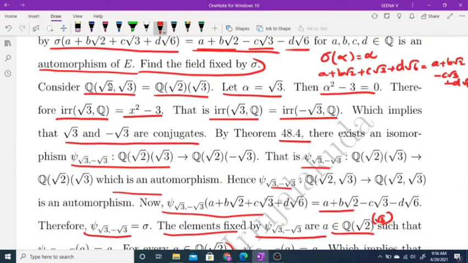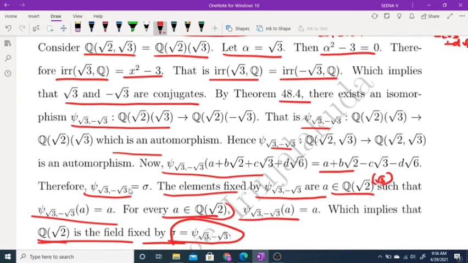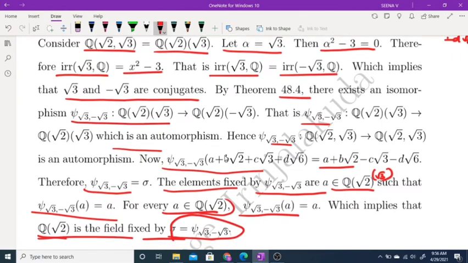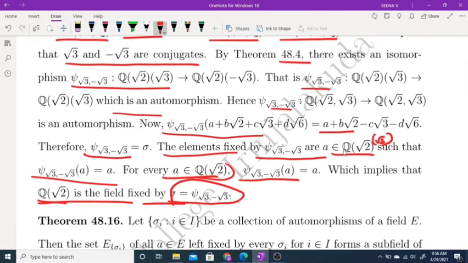Consider Q of root 2, root 3, which is the same as Q of root 2 of root 3, and using the conjugation isomorphism theorem, this map is actually our sigma. So the fixed field of this sigma is, for any a belongs to Q of root 2, psi root 3, minus root 3 of a equals a.